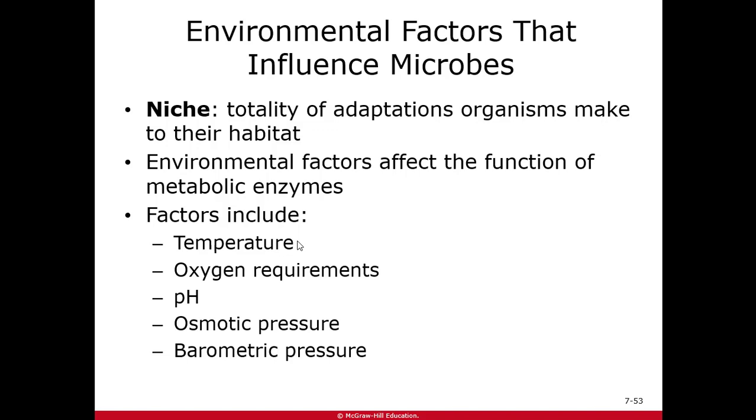Now, some factors that affect an organism's niche, where it likes to live, are different factors that it requires. It may require a specific type of temperature. It may require certain levels of oxygen, a certain pH, some type of osmotic pressure or a barometric pressure. These are all different environments.